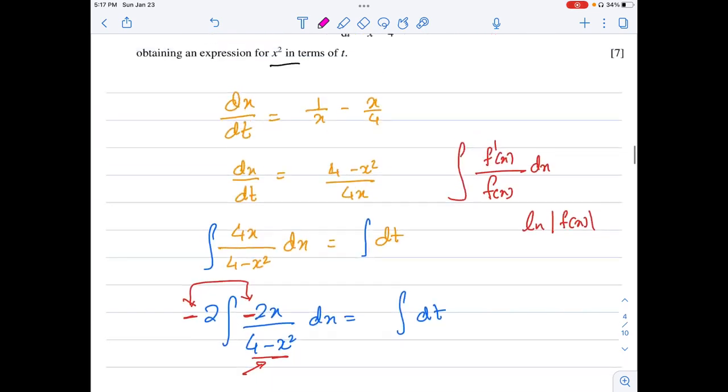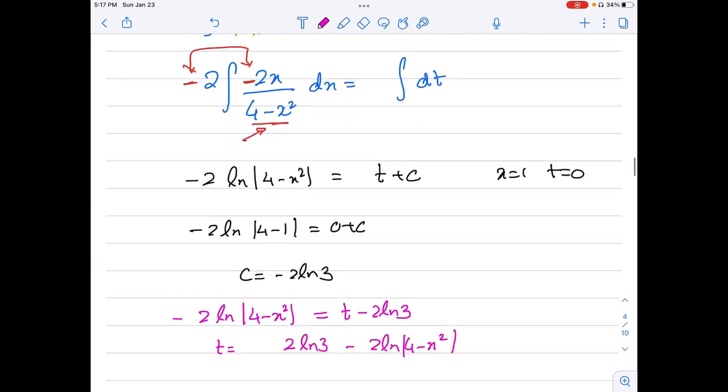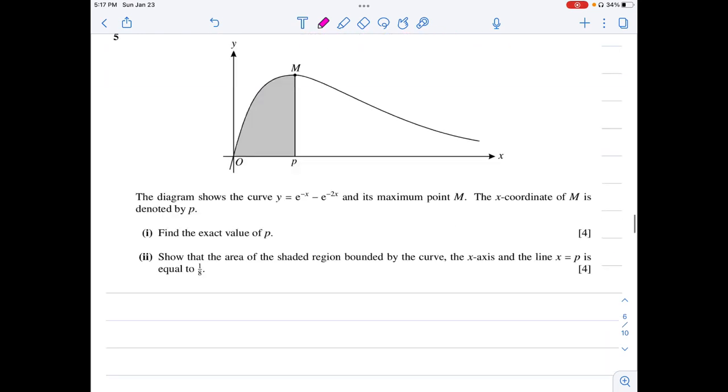That's going to be the answer. Anything else has been asked? That's it.